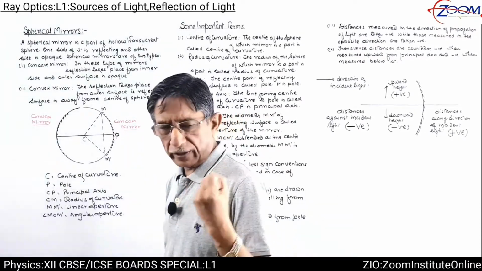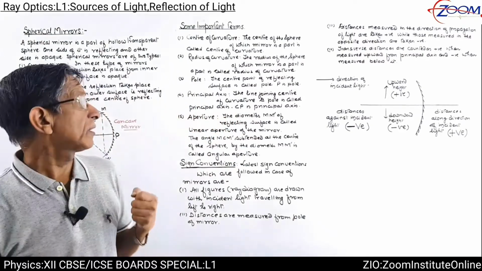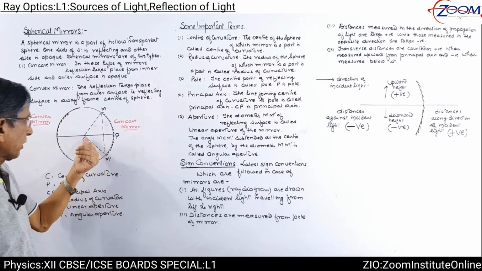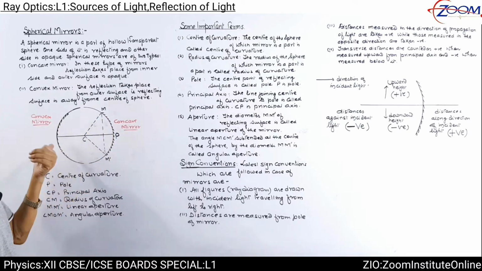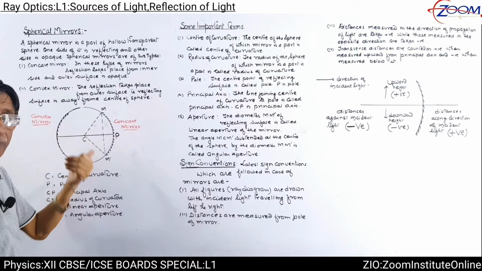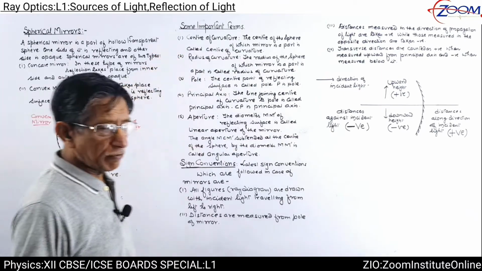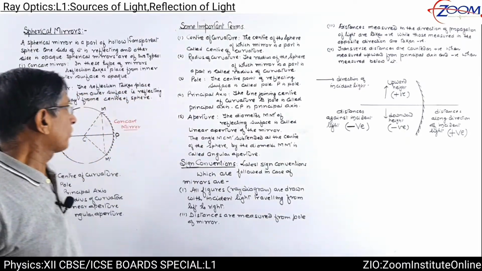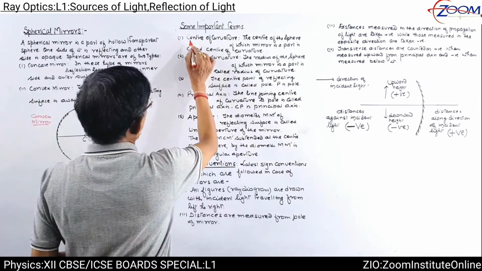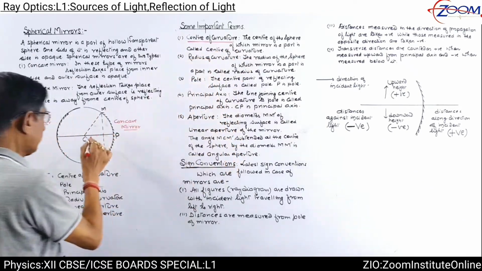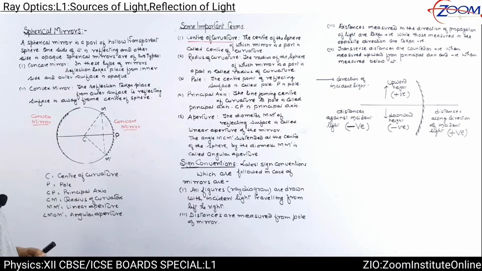Now there are certain terms related to a mirror. Number one, center of curvature. The center of the sphere of which the mirror is a part is called the center of curvature. In the diagram it is shown by C. The center of the sphere of which the mirror is a part is called, students, what? Center of curvature. In the figure, C is the center of curvature.